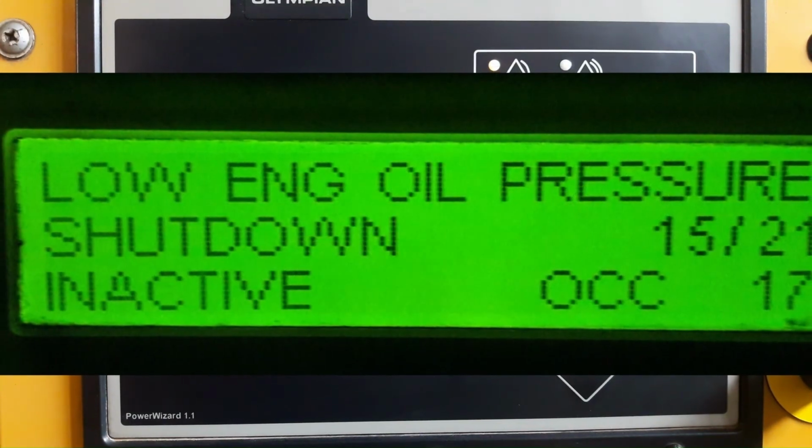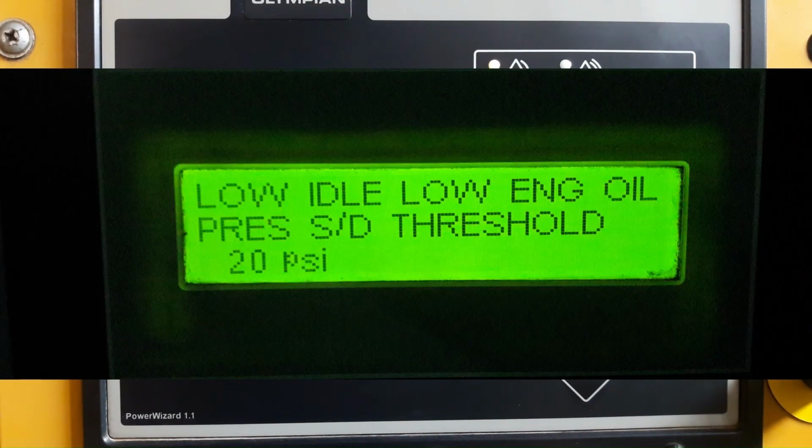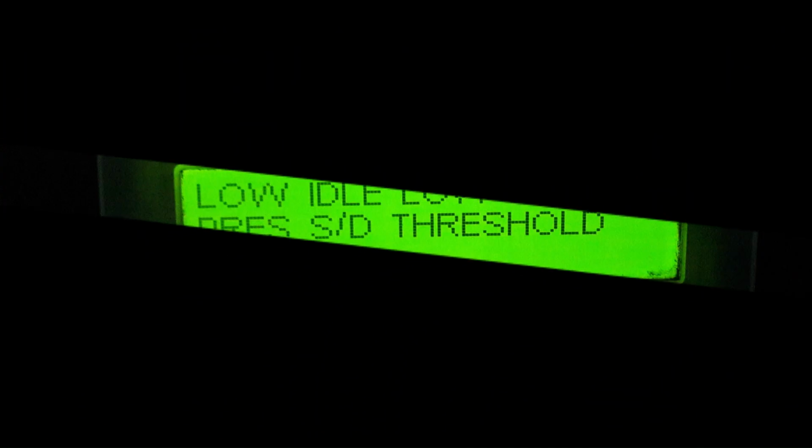Low oil pressure shutdown. If the controller is configured to shut down the engine at 20 psi, when the oil pressure drops to 20 psi, the genset controller will shut down the engine due to low oil pressure.